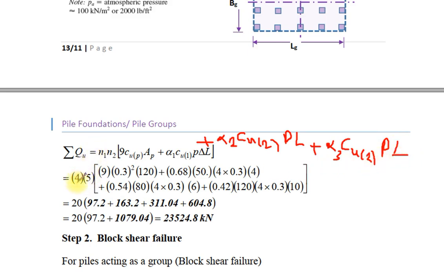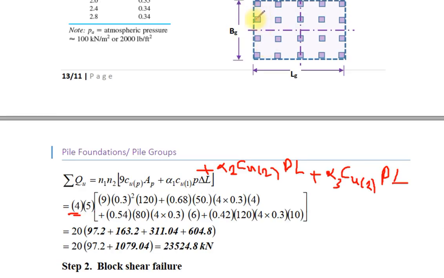Now N1 equal to 4, the number of piles, and N2 in the horizontal direction 1 2 3 4 5. N1 equal to 4 piles, N2 equal to 5 piles. 4 multiplied by 5 gives us the number of piles in the group. Number of piles in the group equal to 20 piles.